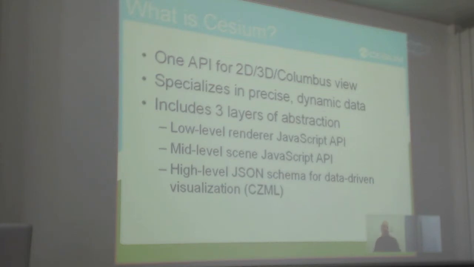And then at the highest level, we have this new format. It's a JSON schema, and it creates data-driven visualization. We'll explain exactly what that means in a minute. We call that CZML. At that level, no coding is really involved. It's just a format. Think of it as KML is to Google Earth or Google Maps, CZML is to Cesium. You load data in and you're ready to go.